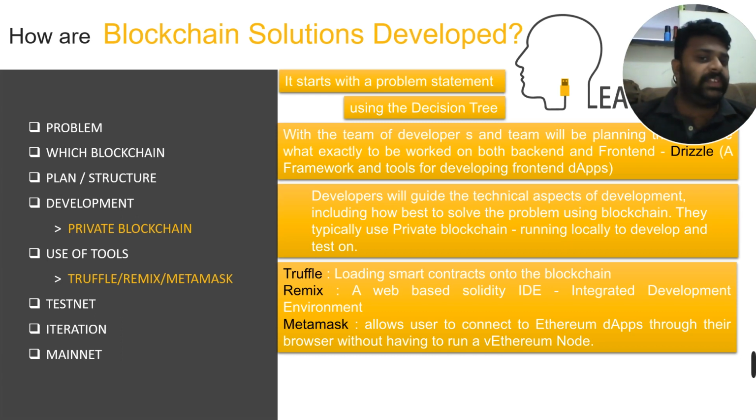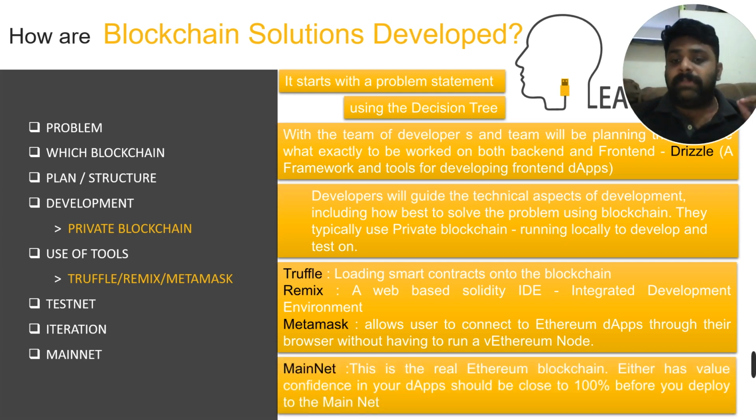And next, once all these things are developed, then we'll be going for the testnet, that is for testing purposes, and then we'll be going for the iteration level, and there involves the main and huge process. Here the mainnet plays a huge role in developing a solution by using blockchain. Why am I saying it plays a huge role? It can be called the heart of the blockchain solutions to be developed.